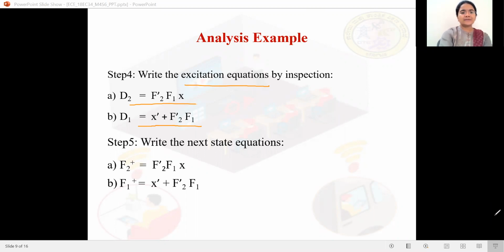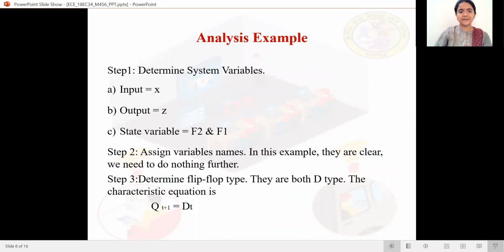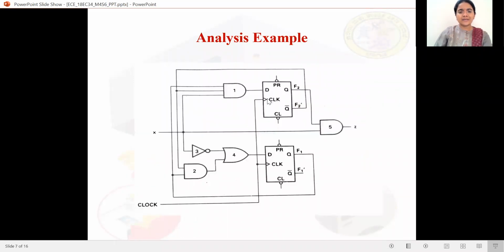D2 is equal to F2 bar F1 X, D1 is equal to X bar plus F2 bar F1. Let us try to understand how we get these excitation equations. You see this diagram. Here we have D flip-flops, and the inputs to these flip-flops come from a combinational circuit.